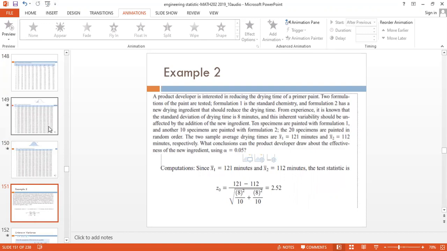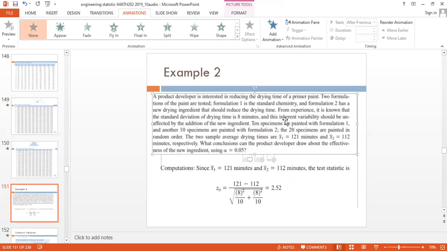Okay, still on this same topic. He says a product developer is interested in reducing the drying time of a primer paint. Two formulations of paint are tested. Formulation 1 is the standard chemistry, and Formulation 2 has a new drying agent that should reduce the drying time. From experience, it is known that the standard deviation of drying time is 8 minutes. So the standard deviation of the population in this case is what is known. And this inherent variability should be unaffected by the addition of the new ingredients.